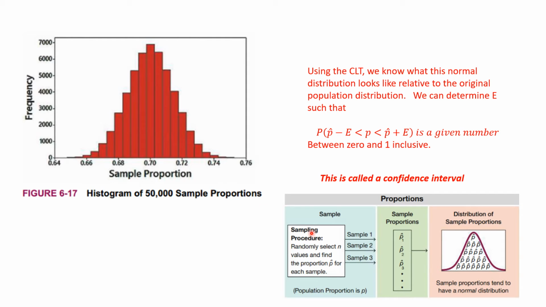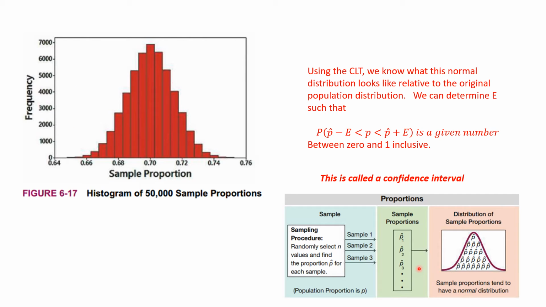Said another way, what happens is you take sample after sample after sample. So you randomly select n values. That means you talk to n people, and you find the proportion p hat who are in favor for each sample. So we get sample 1, sample 2, all the rest of them. The population proportion that we want to estimate is called p, but we call each of these from the sample p hat. So you have a distribution of the p hats, and you can see here it forms a bell-shaped curve.